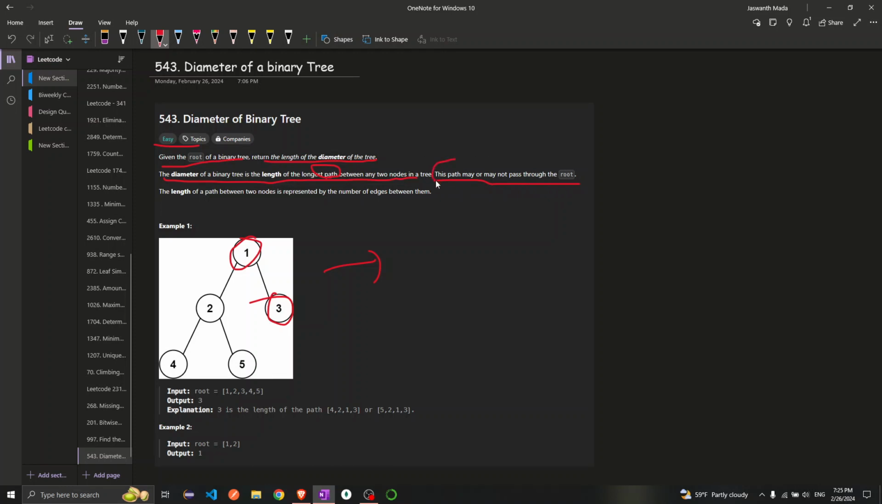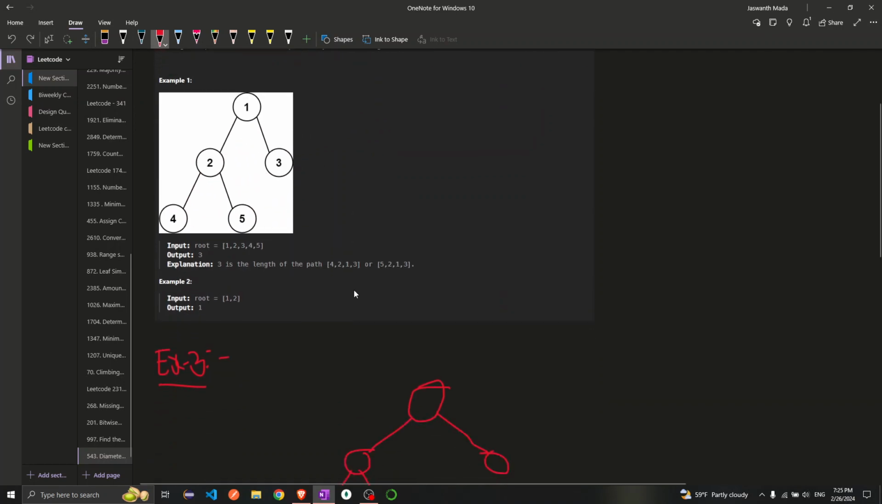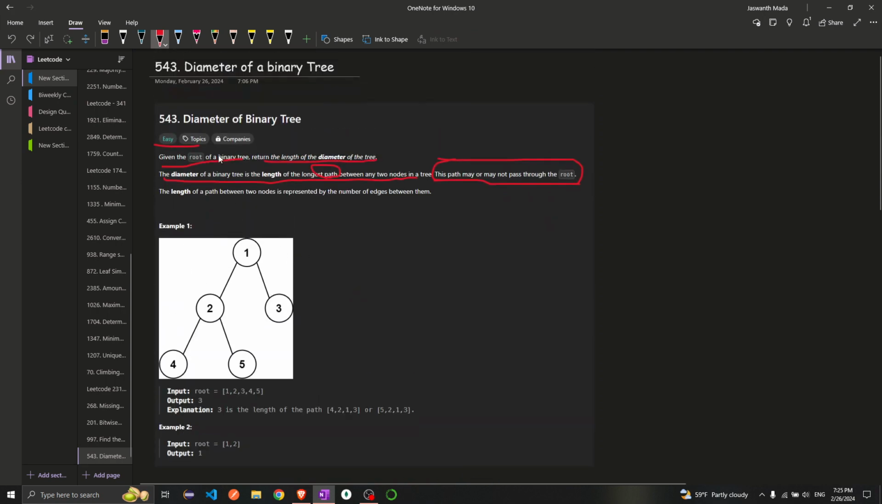So initially when I read this question, I didn't read this point, and what I thought was, the longest path always goes through the root, right? But it's not always true. Let's see why in this example. But let's finish the problem statement. So the length of a path between two nodes is represented by the number of edges between them. So I hope you got what the problem statement is asking us to do.